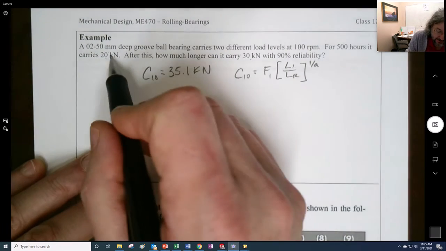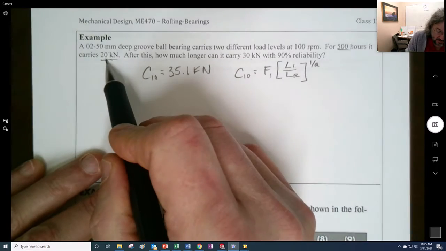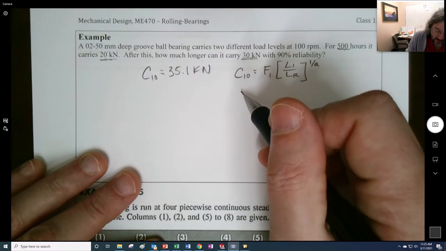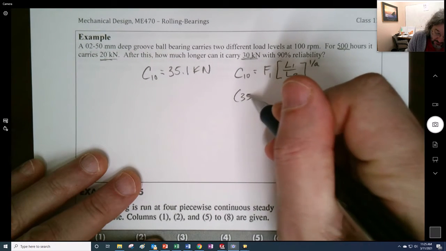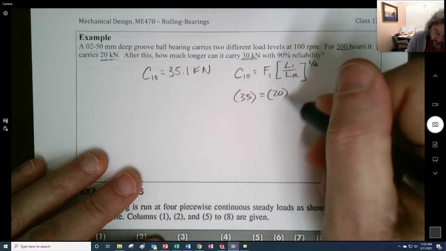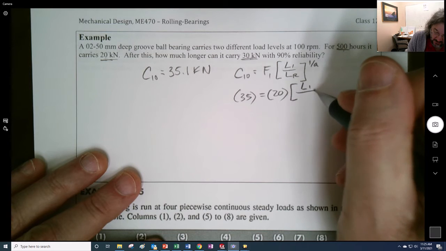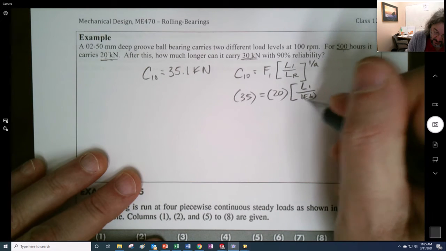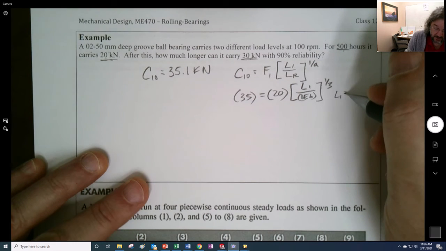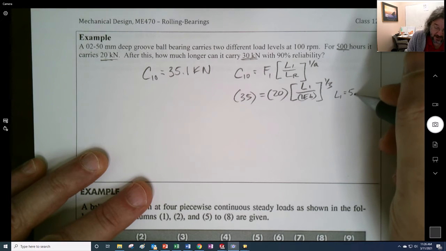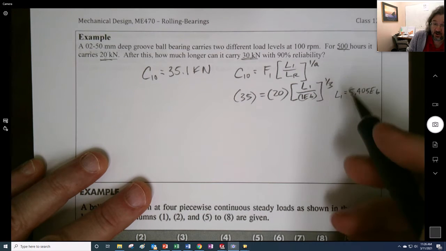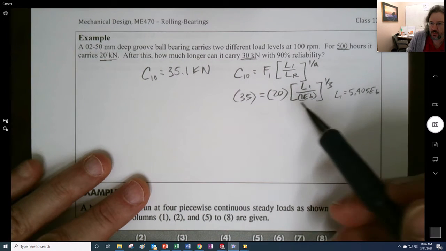We'll say that this is loading 1, 20 kilonewtons for 500 hours, and this is going to be loading 2. So let's find out what that is. We say 35 kilonewtons, and we take 20 kilonewtons. We figure out what the life would be compared to the rated life, right? So we have 1 over 3. And what we find out is that L1 of this thing, we would predict, would be 5.405 E6. That's how long it would live. That's what our prediction would be.